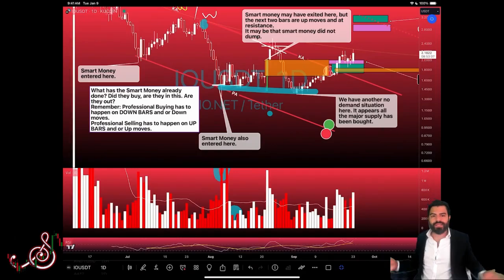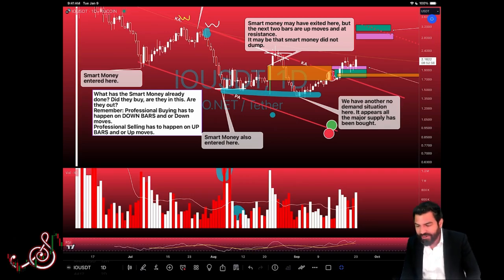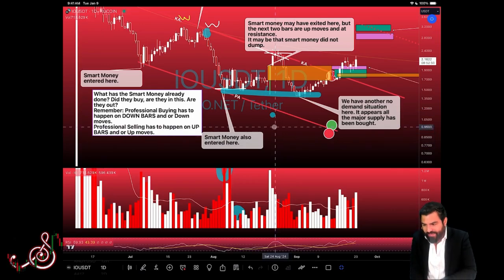So is smart money in or is smart money out? Let's say it. Now does everybody understand? For the professionals, is professional money in or is professional money out? And did they get out? If there was any getting out, it may have been in this area. But when we finally got to the top, there was less supply. So I'm going to say it's probably not.